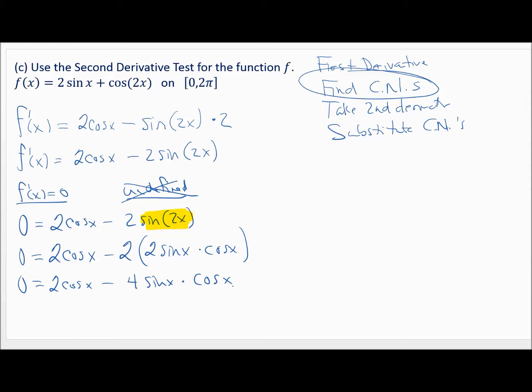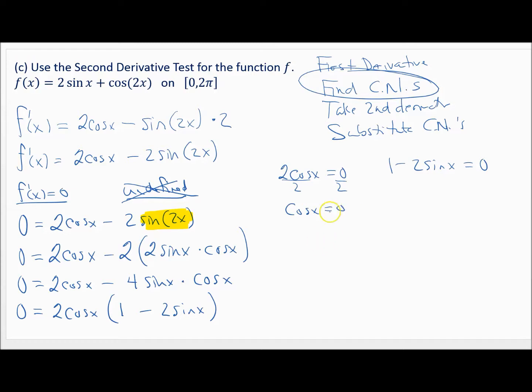Now I'm still stuck. How am I going to solve this? Well, notice, where's the greatest common factor? There's a 2 common to both of these terms, and there's a cosine of x common to both of these terms. So I'm going to pull that out. 2 cosine of x, and then I'm left with 1 minus 2 sine of x. And then I set each one of these separately equal to 0. So I have 2 cosine of x equal to 0, and I have 1 minus 2 sine of x equal to 0. Because once it's factored, you set each factor equal to 0. So I divide both sides by 2 here. So I get cosine of x is equal to 0.